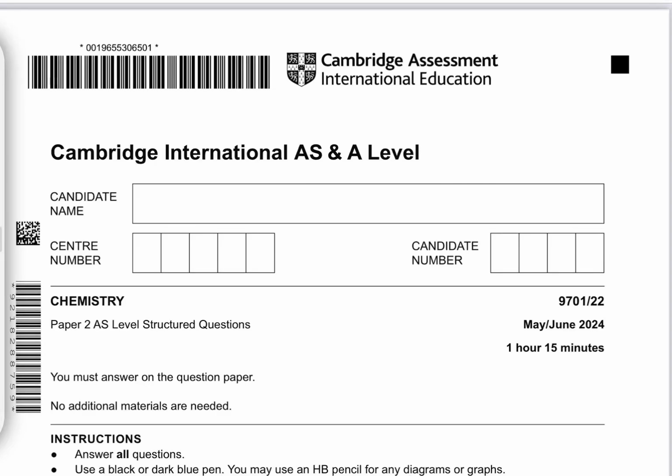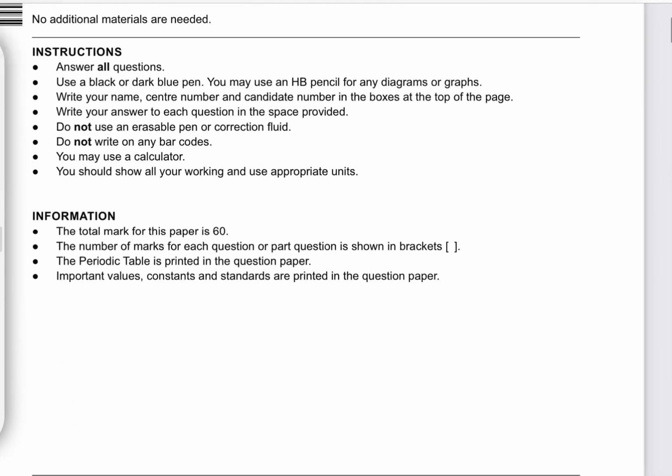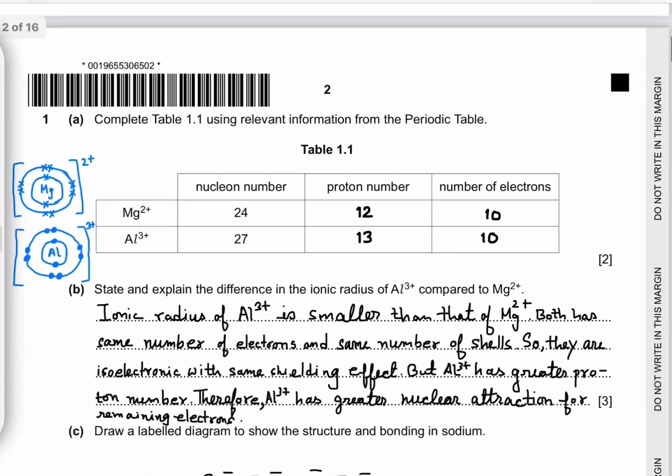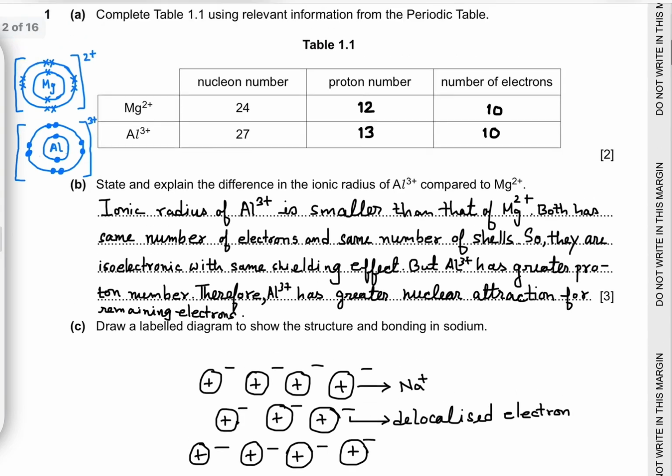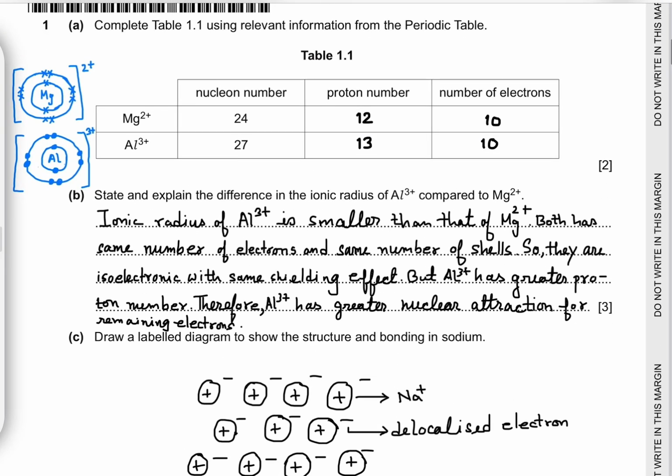Cambridge International AS, May-June 2024, Paper 22. Question 1. A. Complete Table 1.1 using relevant information from the periodic table.